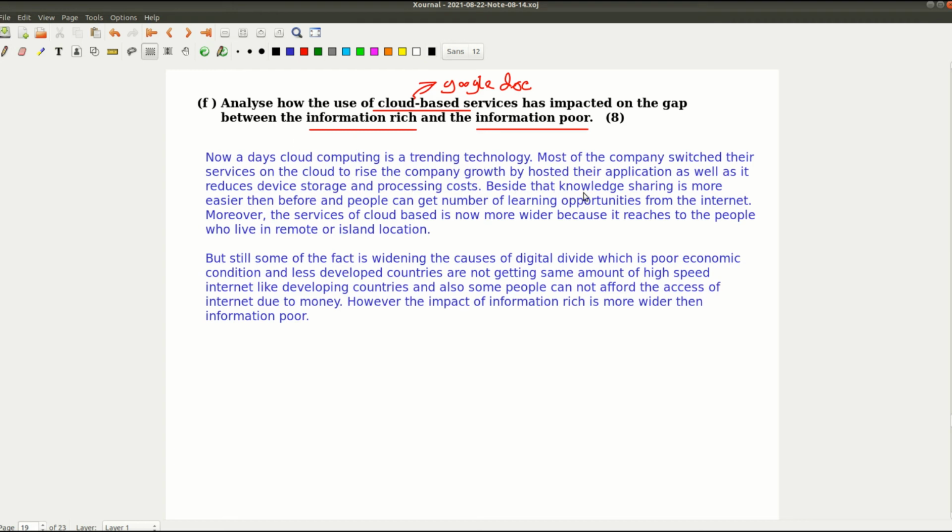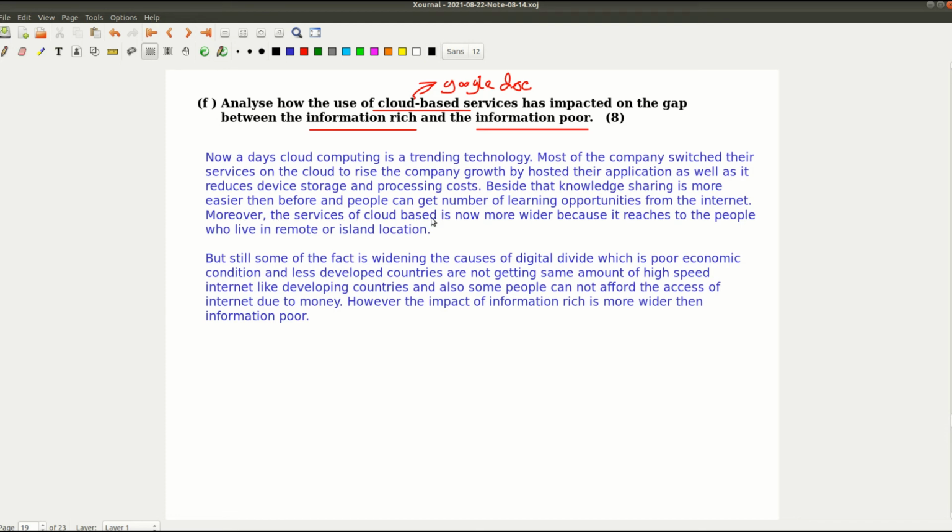Also, besides that, knowledge sharing is easier than before, and people can get a number of learning opportunities from the internet. If you go to YouTube and search about a certain topic, you can easily get it. But before, like 10 to 12 or 20 years ago, it was not possible, right? So knowledge sharing is easier now.